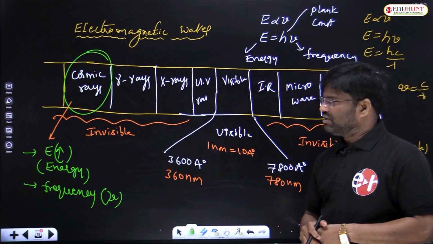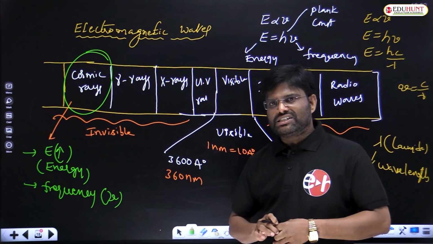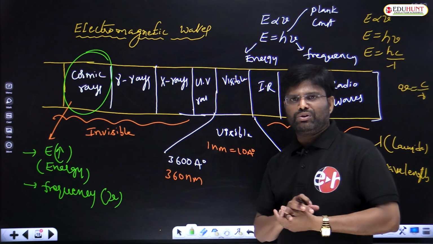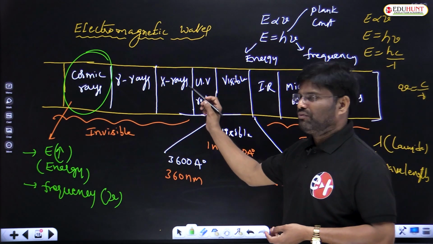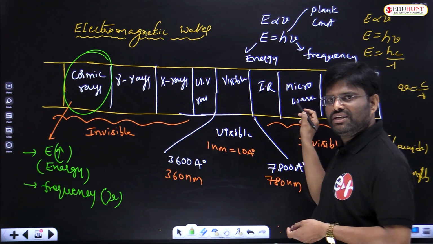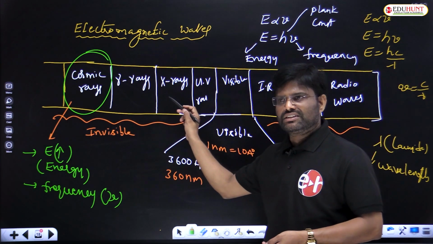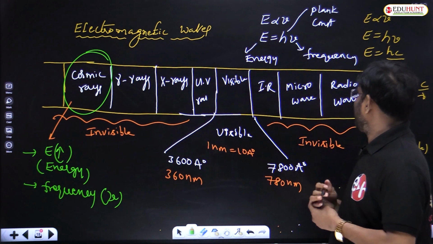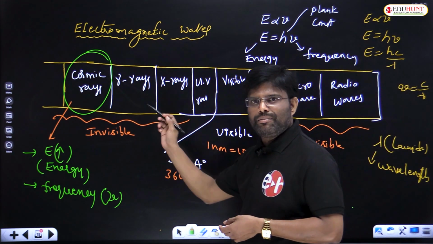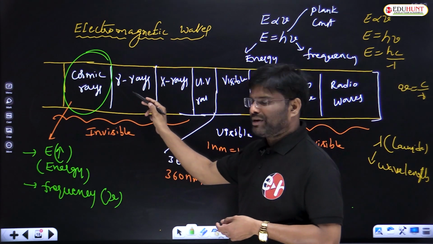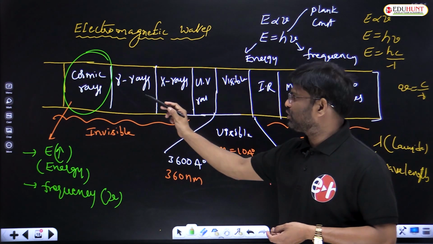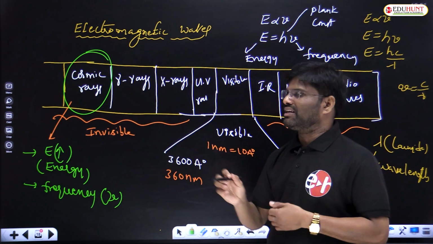So these are electromagnetic waves. Which is the highest radiant energy? Cosmic rays. Suppose I give you one question: which of the following has more energy? First option microwaves, second option X-rays, third option gamma rays, and fourth option radio waves. The answer is gamma rays. If you take X-rays without gamma rays, then X-rays is the answer.